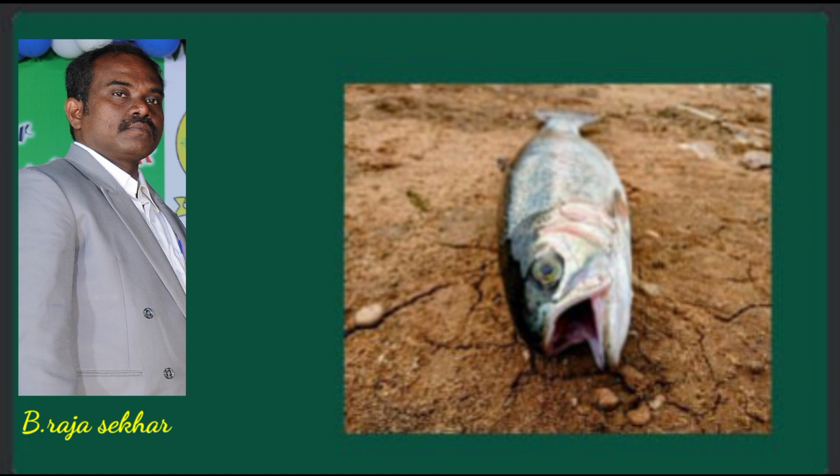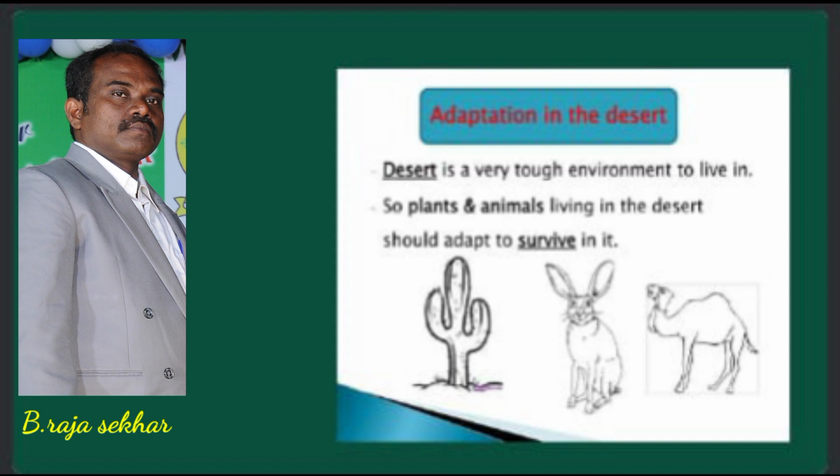Next, see the picture. What is the animal? Fish. Fish live in water. Water means aquatic. The animals that can live in water are called aquatic animals. So fish is an aquatic animal.